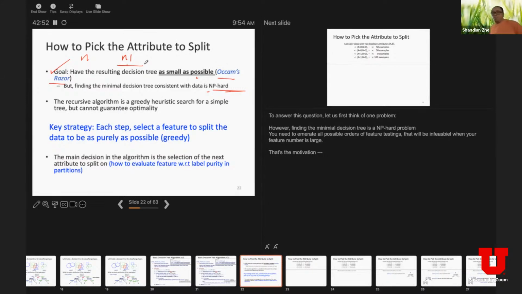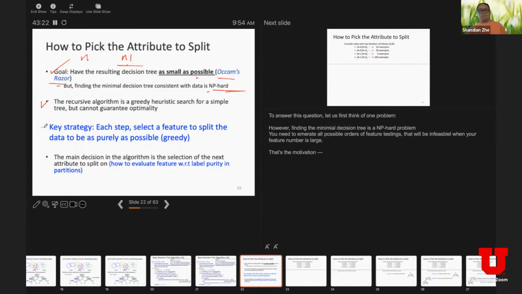So in practice, we want our decision tree learning to be very efficient. We don't want to get stuck in such a global search. So we choose a greedy heuristic approach. What do I mean by greedy heuristic? The idea is as follows. I'm not going to enumerate all possible permutations of these attributes to split.